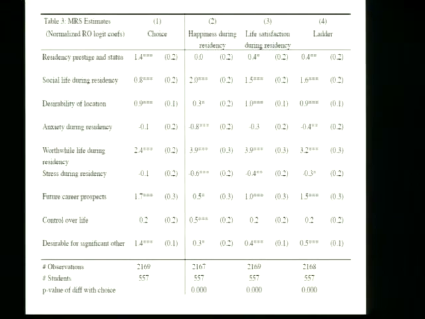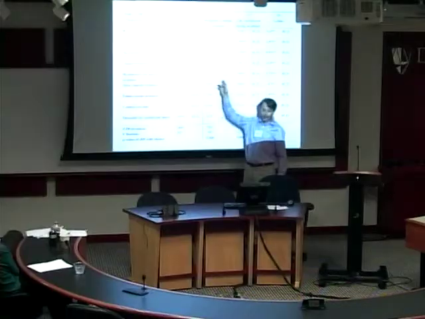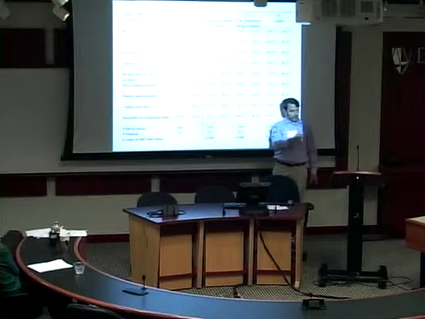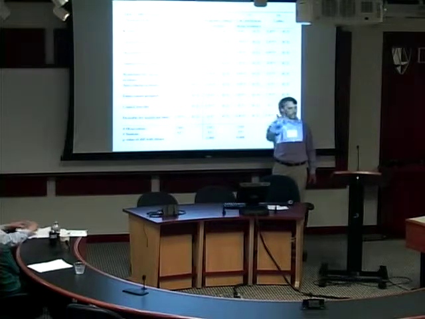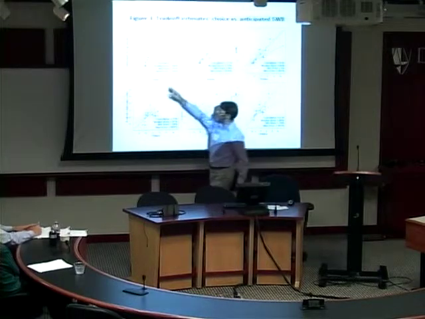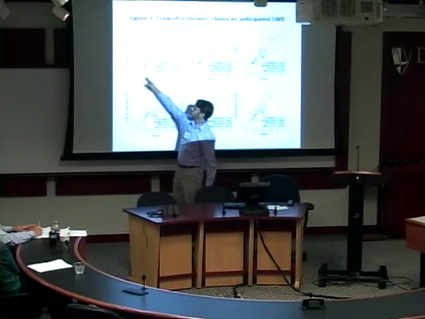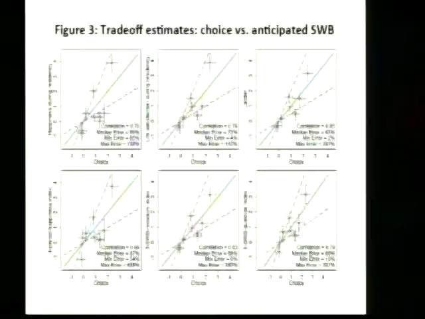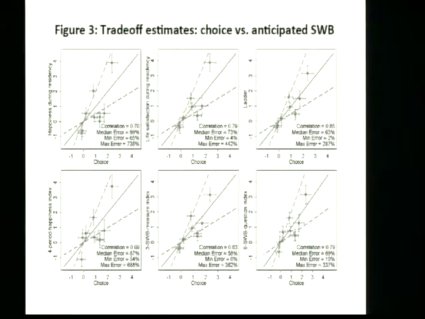So you could put this choice on the x-axis and put, for example, happiness on the y-axis, and then look at how far things are from the 45-degree line. And this is what we're doing here. So just look at this one. Choices on the x-axis, we have 9 points, which are the 9 coefficients. Happiness during residency is on the y-axis, and you see that things are pretty far from the 45-degree line.